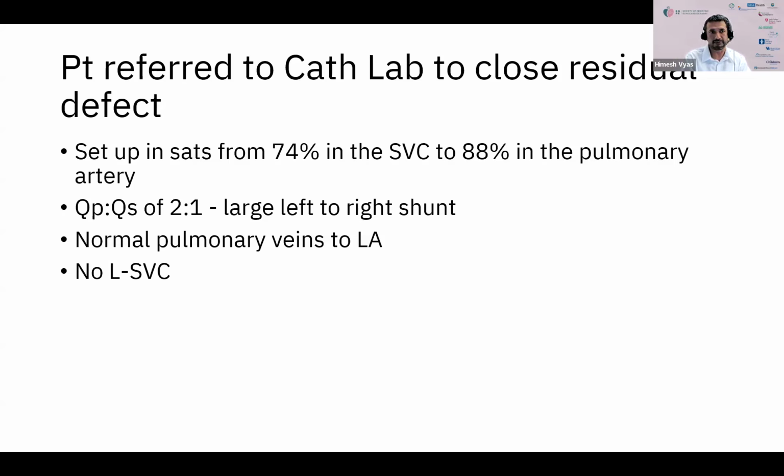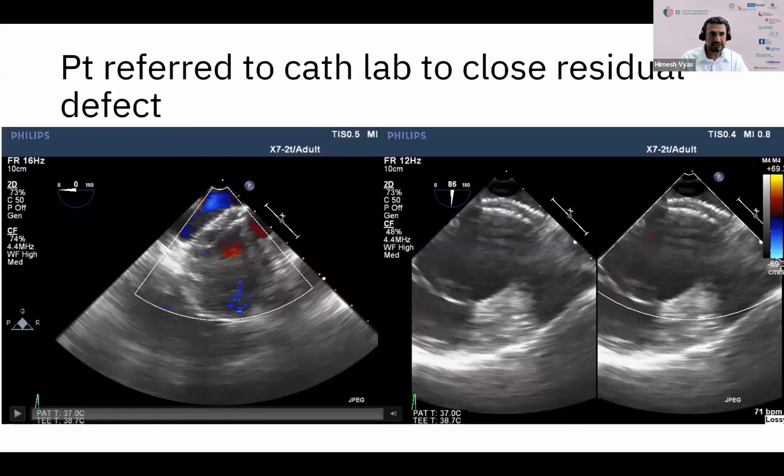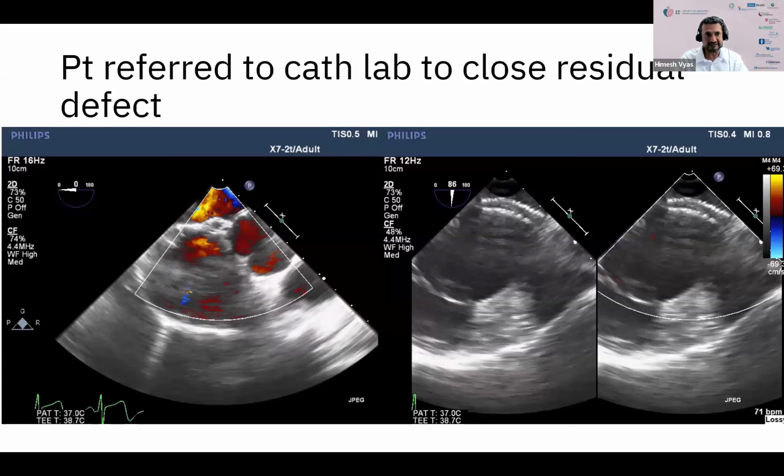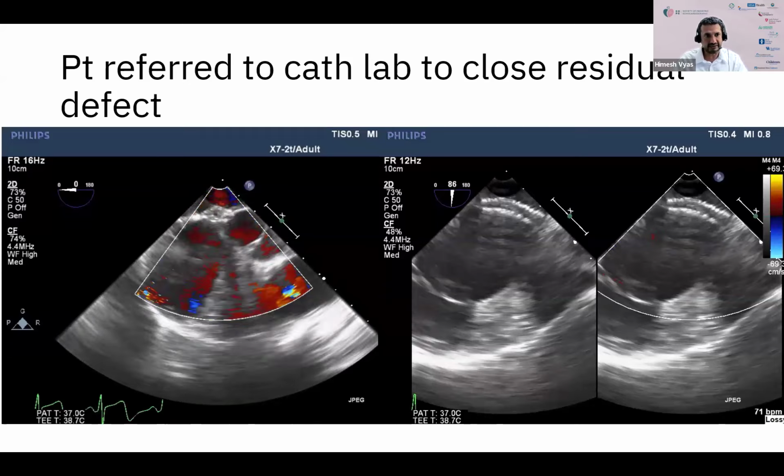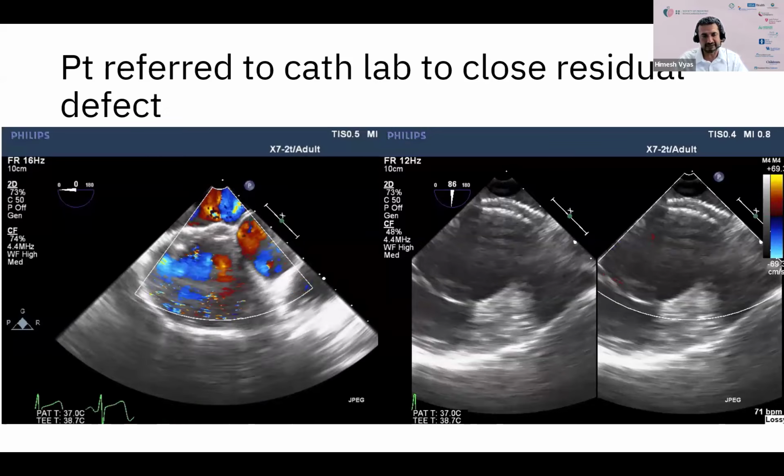to 88% in the pulmonary arteries. This is consistent with a QP to QS of 2 to 1, a large left to right shunt, normal pulmonary veins, and no left SVC. Imaging of the ASD device itself to try to see if there was a residual shunt adjacent to the device really didn't show anything tremendously revealing.